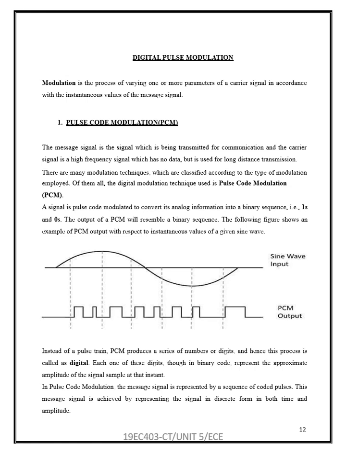Instead of a pulse train, the pulse code modulated output produces a series of numbers, where you have binary values, either 0 or 1. A series of numbers or digits, and hence this process is known as digitization. Here each one of these digits, though in binary code, represents the approximate amplitude of the message signal. Clear? However I encode it as a binary value, every code or binary value represents approximately the amplitude of the input signal or the modulating signal. In pulse code modulation, the message signal is represented by a sequence of coded pulses, achieved by representing the signal in discrete form, both in time as well as in amplitude. This is the basic concept behind pulse code modulation.